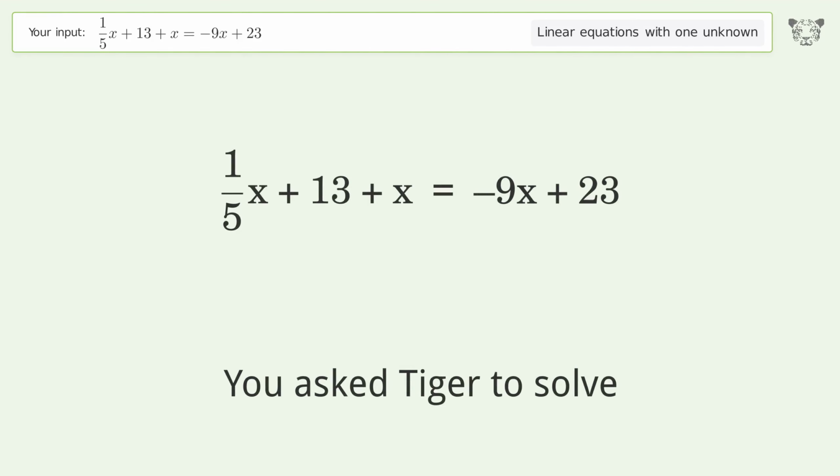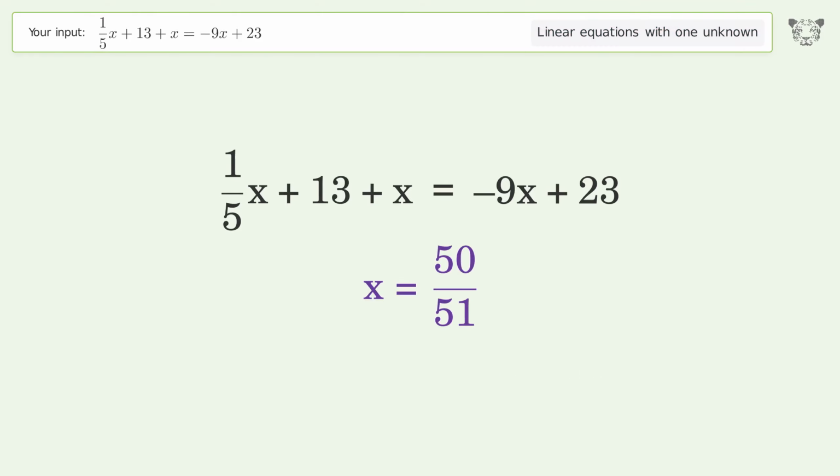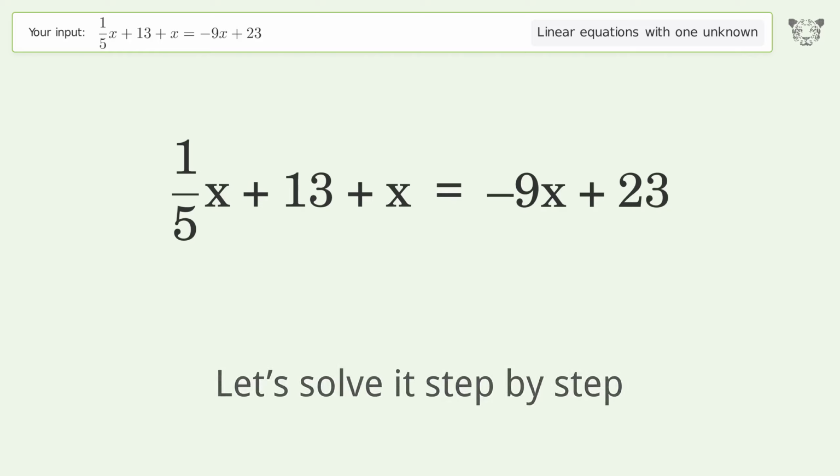You ask Tiger to solve. This deals with linear equations with one unknown. The final result is x equals 50/51. Let's solve it step by step.